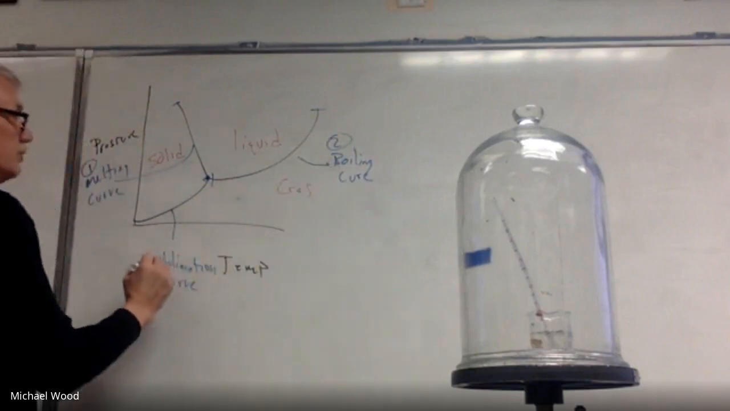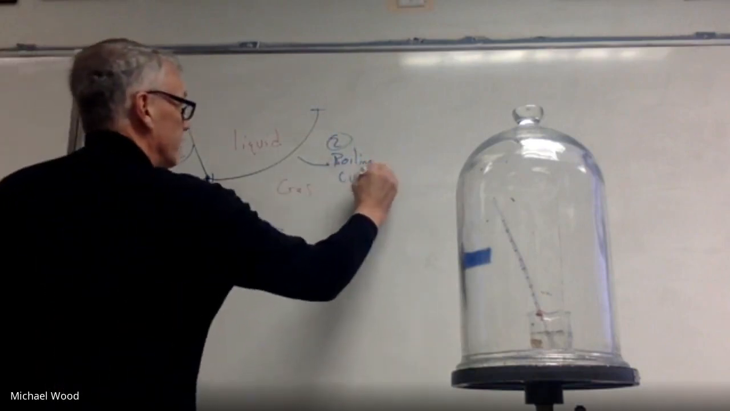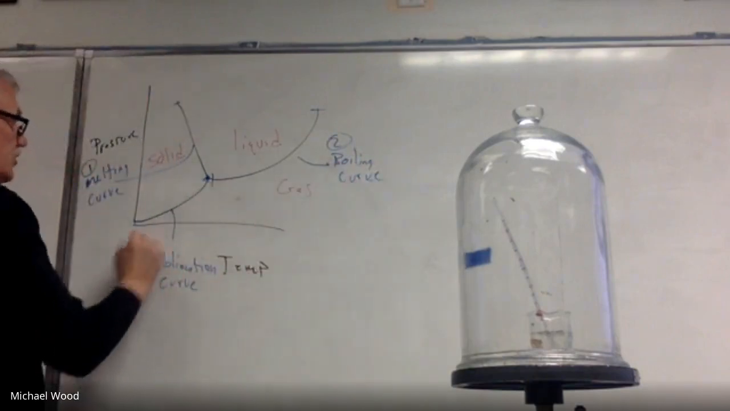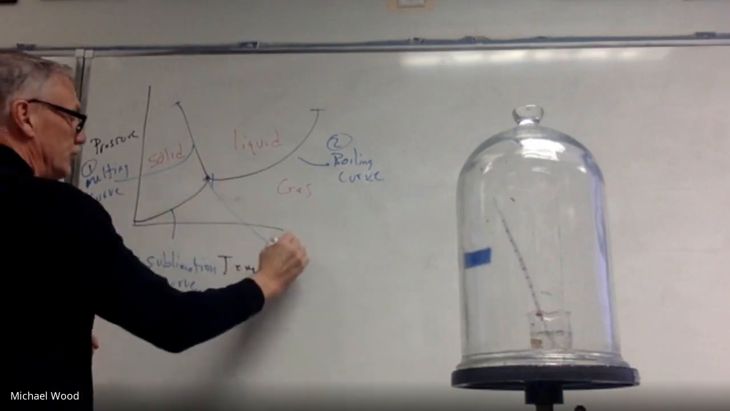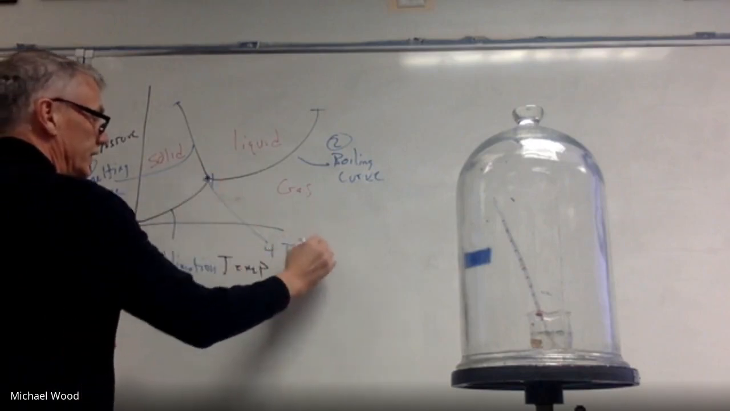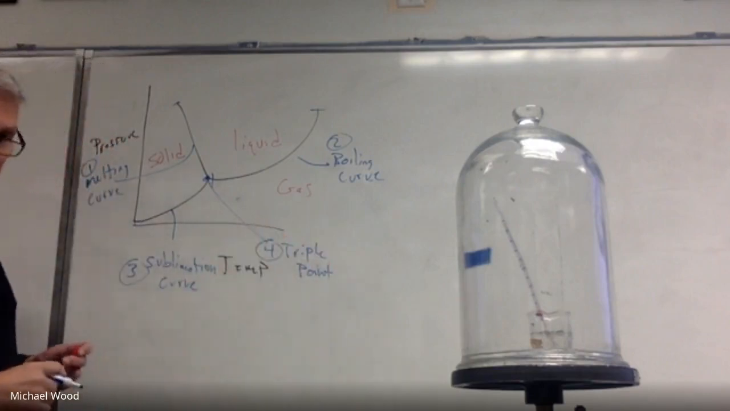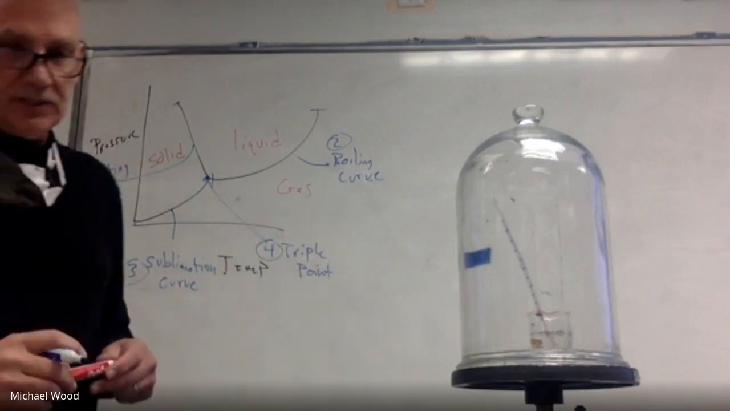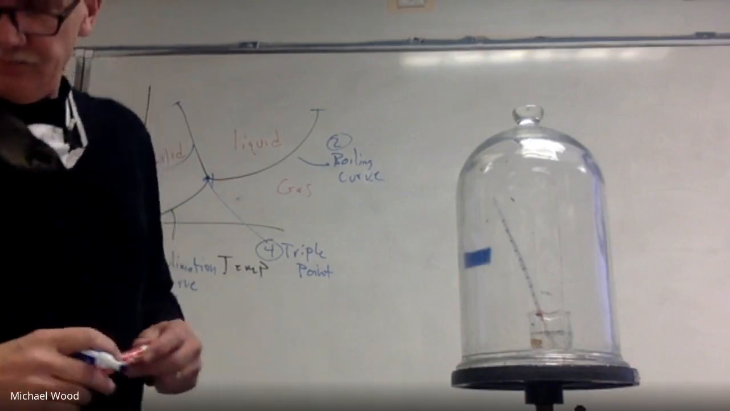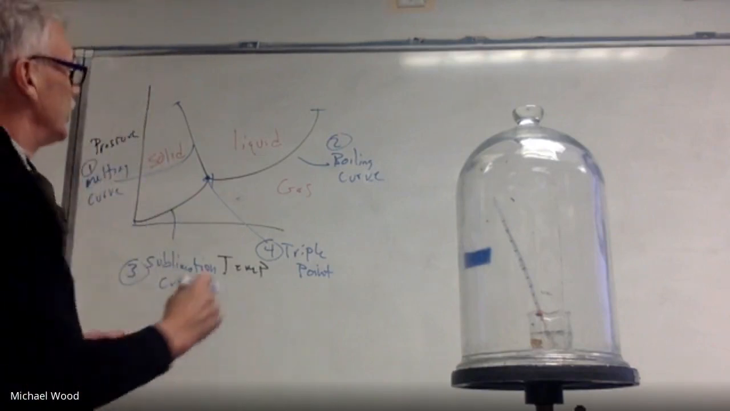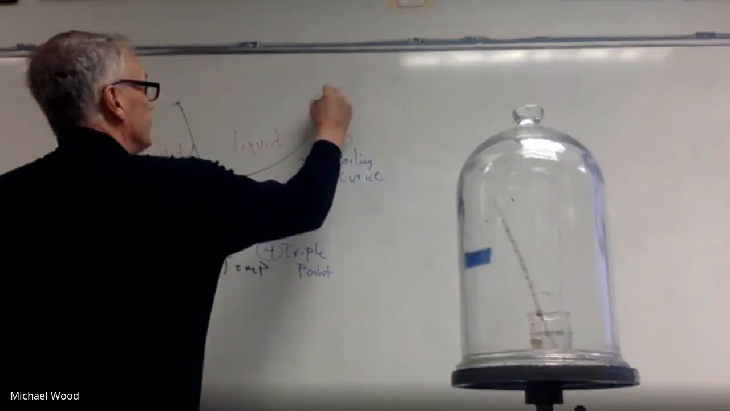Point two, the boiling curve. Point three is the sublimation curve. Point four is the triple point. And again, why they call that the triple point is because it's got solid, liquid, and gas in it. Okay, point 5 is called the critical point, and that's up here.